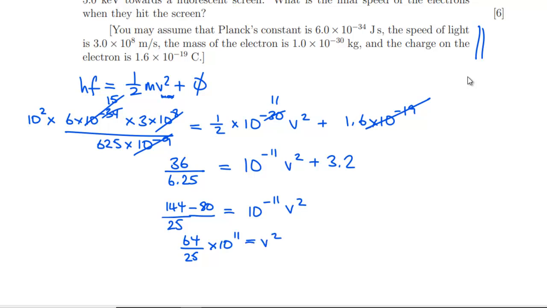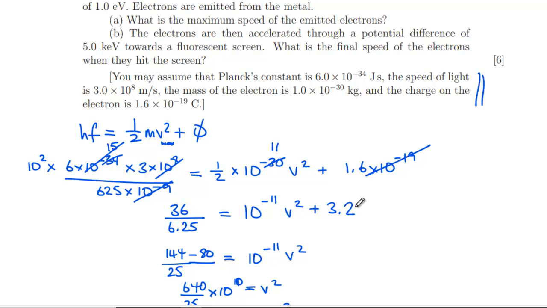So 64 over 25, it's nice to have the square numbers, times 10 to the 11 is V squared. So let's take that to 640 and make that a 10, then square root it. So we're going to have 64 times 10, so that's going to be 8 over 5 root 10 times 10 to the 5 is equal to V. That's our meters per second. Yeah, I don't know if we've got calculators or not, but still, that's a nice answer. It's come out with some good numbers.